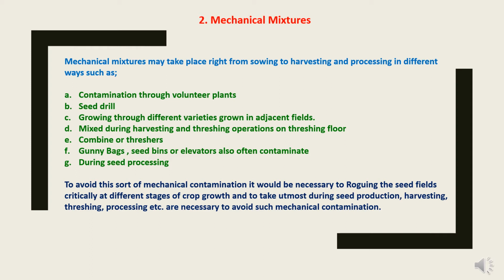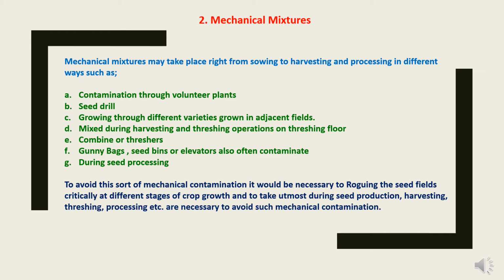Third is different varieties grown in adjacent fields. If side by side there are different varieties grown, there are chances of contamination by mechanical mix. So we have to take all precautions that it should not be mixed.